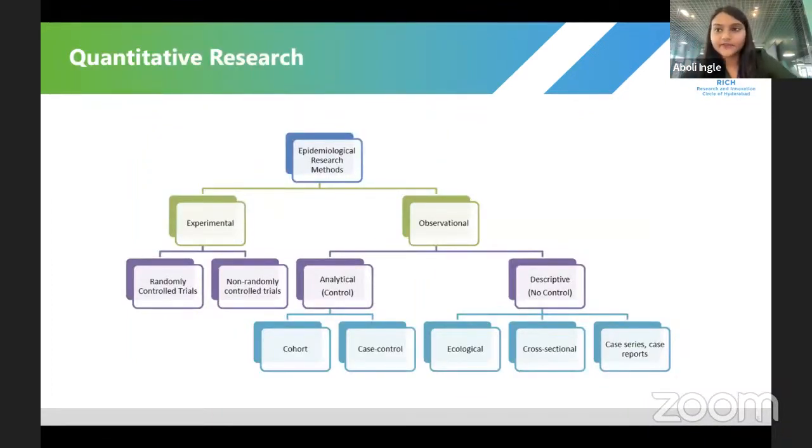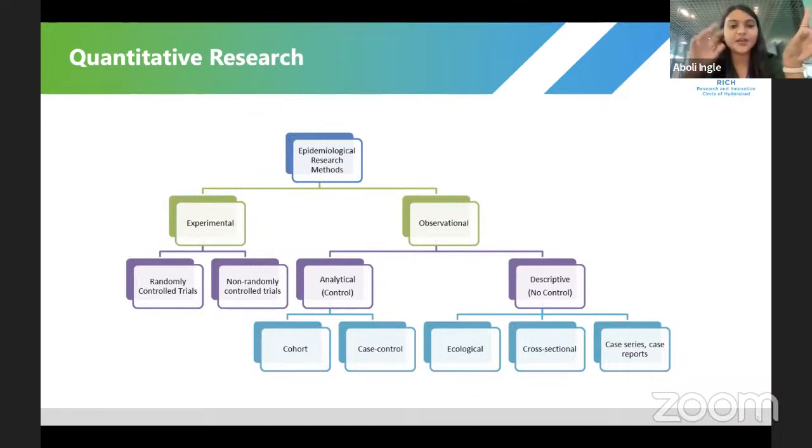Then comes quantitative research. Quantitative research is used to measure and quantify a phenomenon. We use it to test our hypothesis and establish any cause and effect relationship. So quantitative research, meaning epidemiological research methods in public health terms, is further divided into experimental and observational approaches.